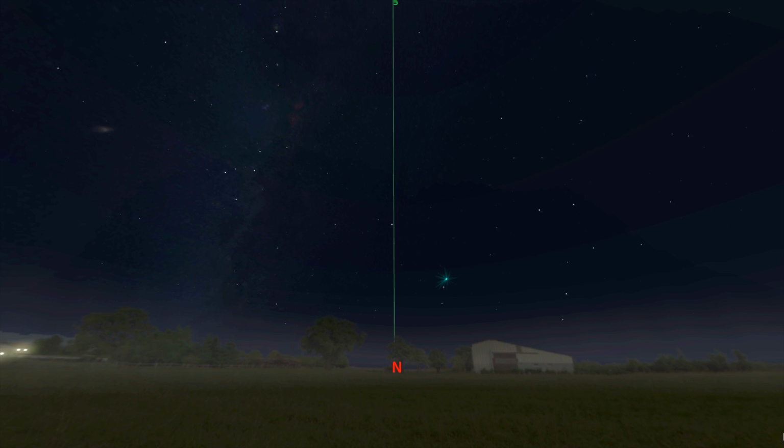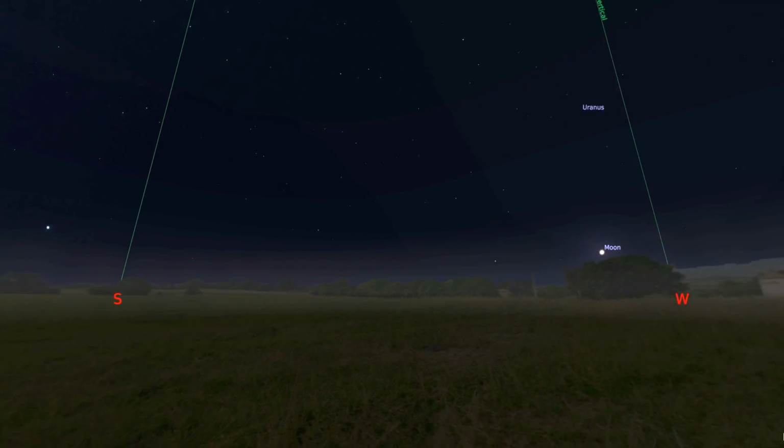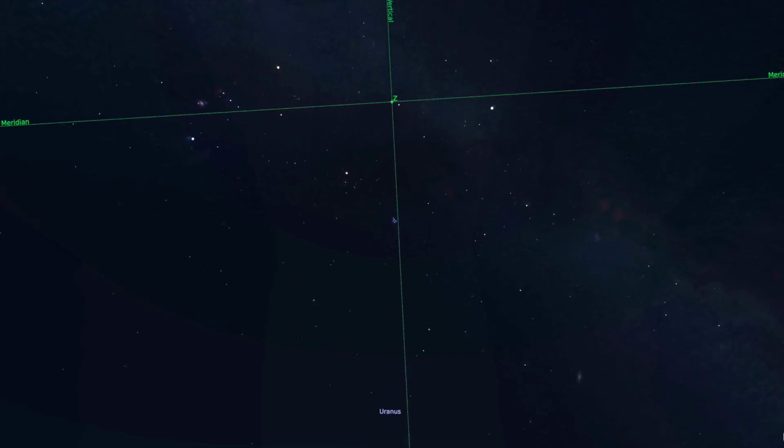If you are outside facing north, then the meridian would be an imaginary line running from directly north in front of you to south directly behind you, intersecting the zenith above your head and the nadir below your feet. The prime vertical is similar, except it is at a 90-degree angle relative to the meridian, spanning east to west.